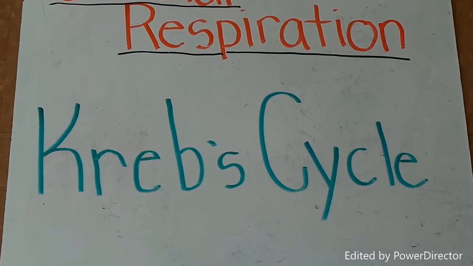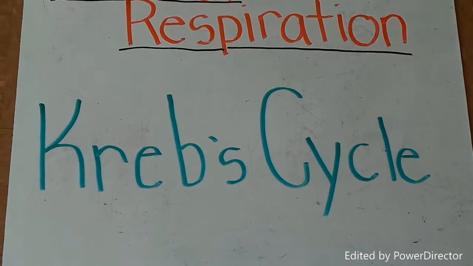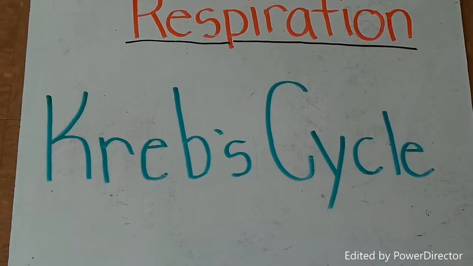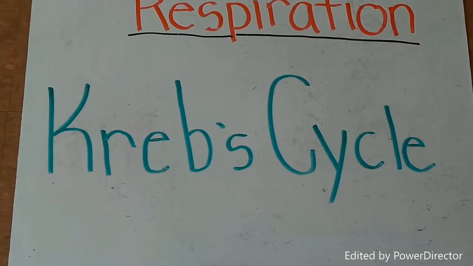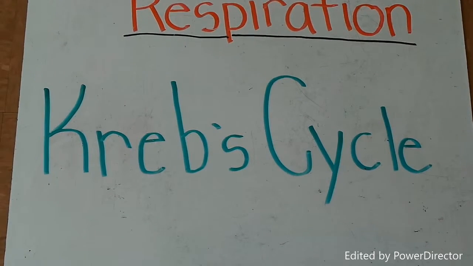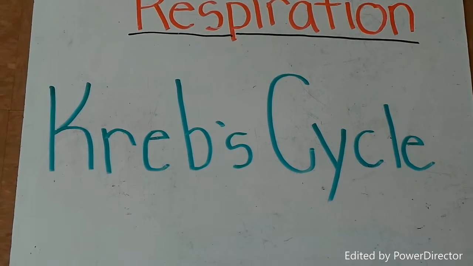The Krebs cycle is an aerobic respiration, meaning it requires oxygen. The Krebs cycle harnesses the remaining chemical energy from the 2 pyruvates produced in glycolysis to make the electron carriers NADH and FADH2, along with ATP.